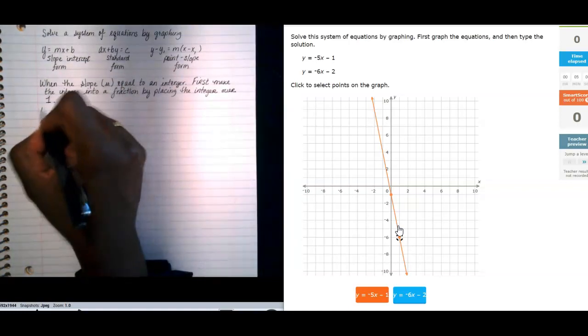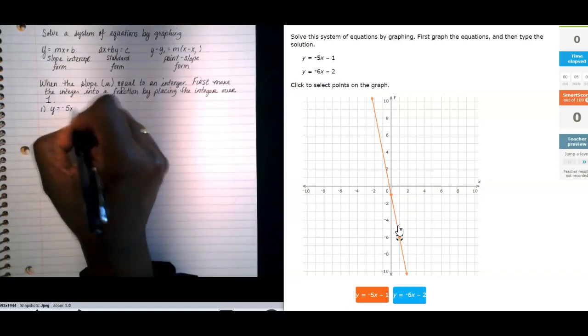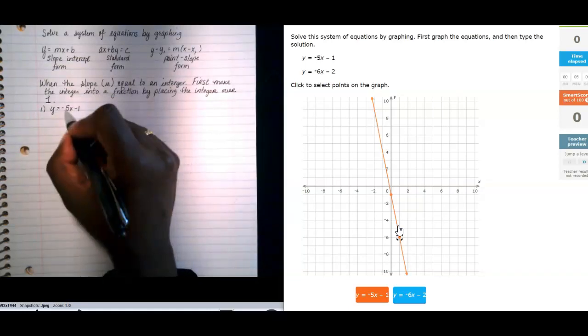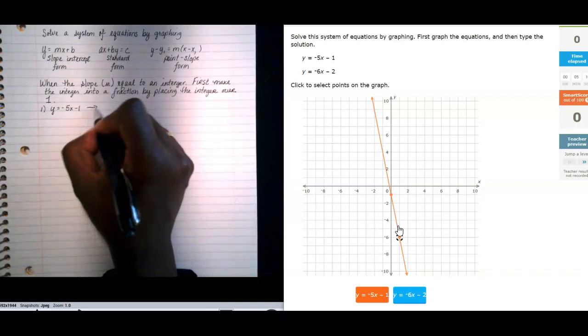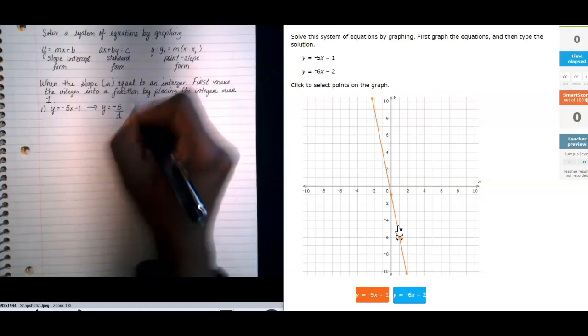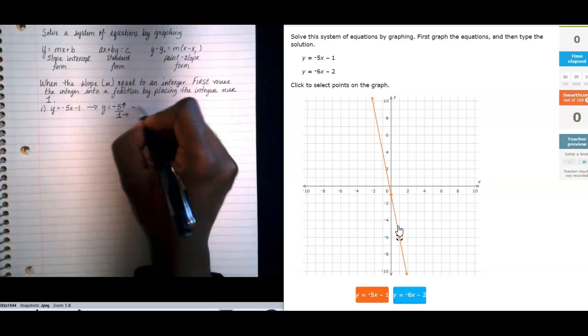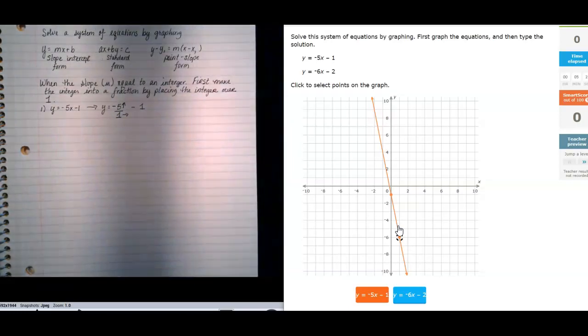So what does that mean? Here on number 1, I had y is equal to negative 5x minus 1. So instead of just having this, what it's really saying is y is equal to, my slope is negative 5 over 1, because I need a rise and I need a run, minus 1. So that's how I knew to go down 5 and go 1 to the right.